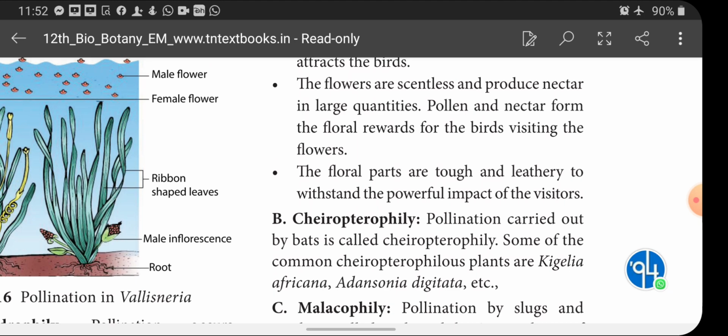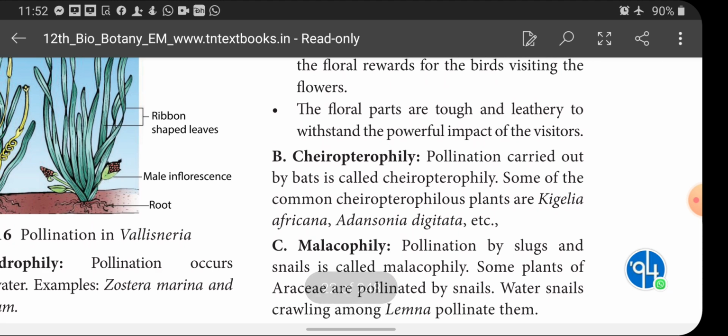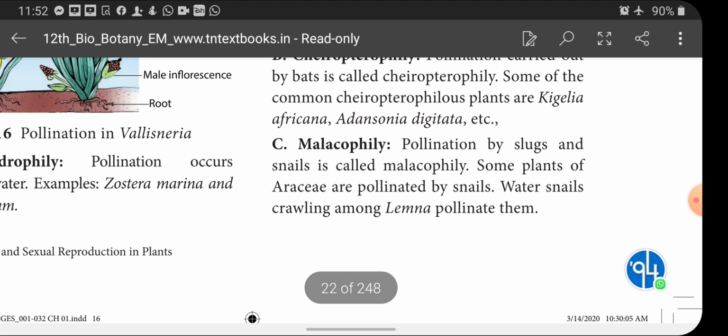Next one is Chiropterophily. Pollination carried out by bats is called Chiropterophily. Some of the common chiropterophilous plants are Kigelia africana, Adansonia digitata. Next, Malacophily. Pollination by slugs and snails is called Malacophily. Some plants of Araceae are pollinated by snails. Water snails crawling among Lemna pollinate them.